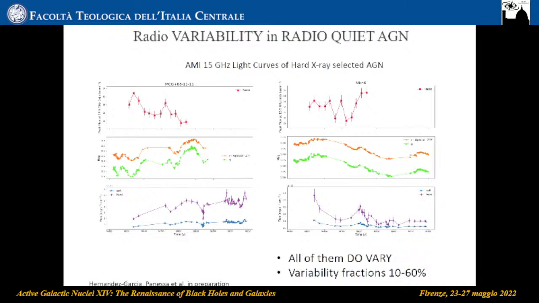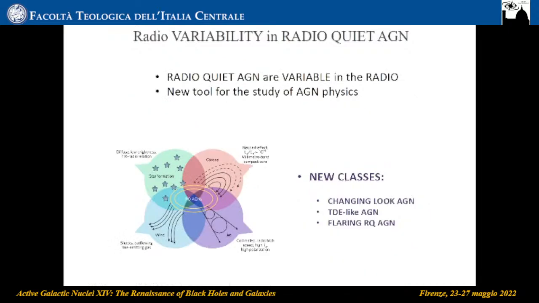But it's interesting because all of them do vary, even if they are very low flux. And the variability fractions range from 10 to 60%. So they're quite variable. So I want to conclude by saying that these radio quiet AGN, even though faint, are of interest, and they show radio variability that can tell us better about the physical mechanism behind them, and they can be used as a new tool to explore the underlying physics. And there are plenty of new classes that are coming out because of these variability studies.